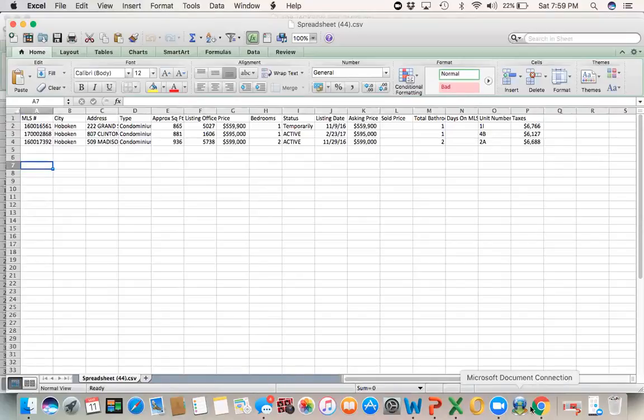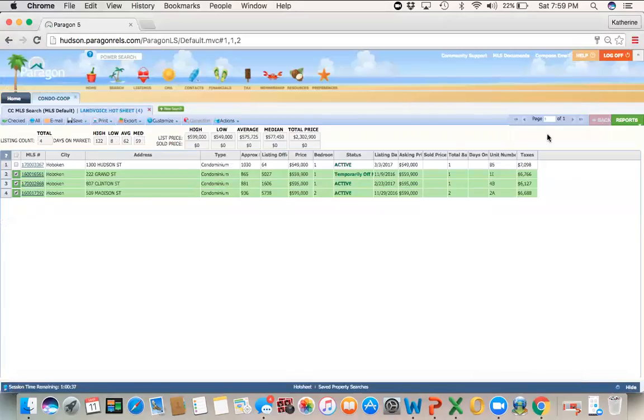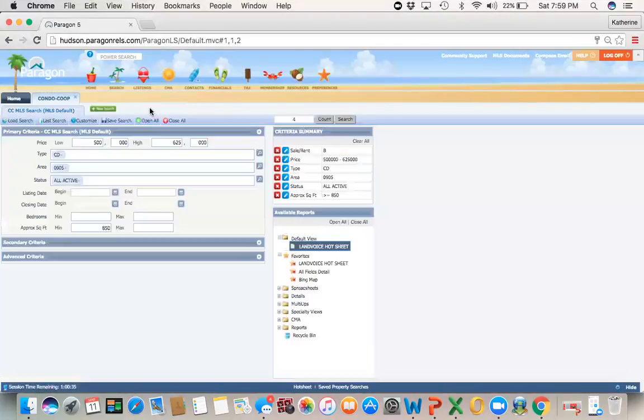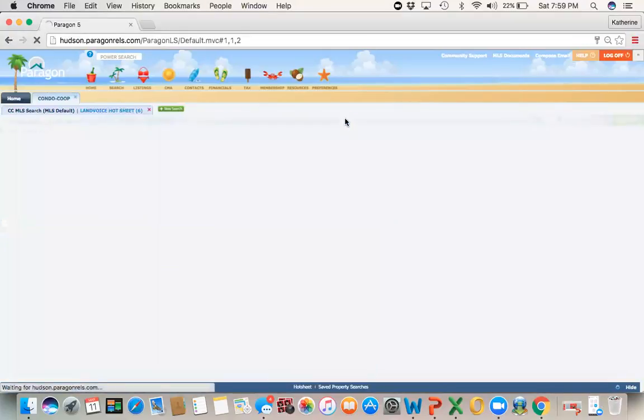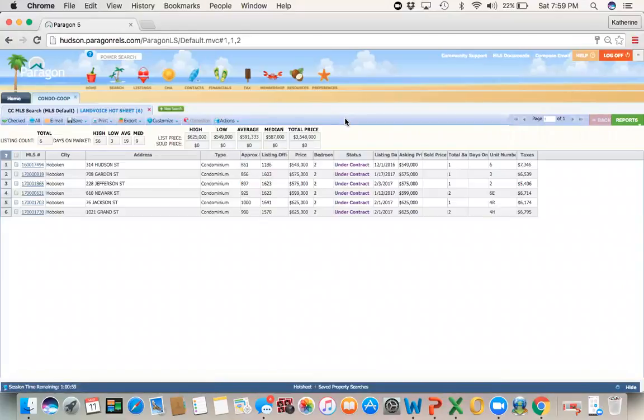Now I'm going to go in and do it again. I'm going to go out of here. I'm going to change it from active to under contract. So we've got 6 under contract. That's amazing for us. So let's look at these. Ooh.